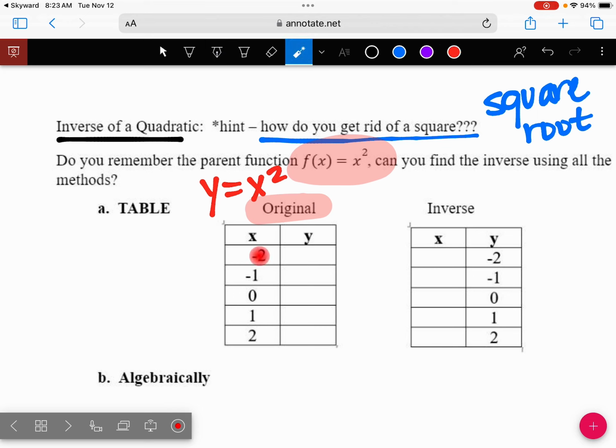So in your calculator, well, we don't need a calculator. What's 2 times 2? 2 times 2 is 4. 1 times 1? 1. 0 times 0? 0. Then 1 times 1 again is 1. 2 times 2 is 4. So that's your y values.